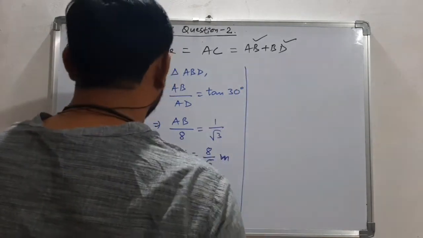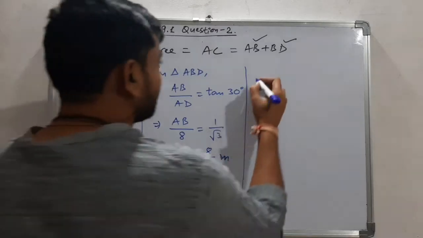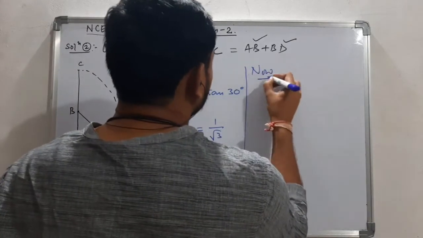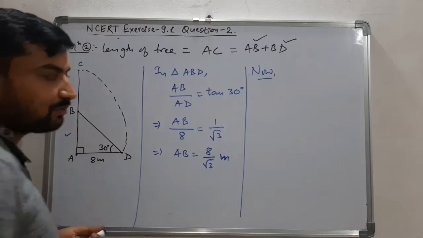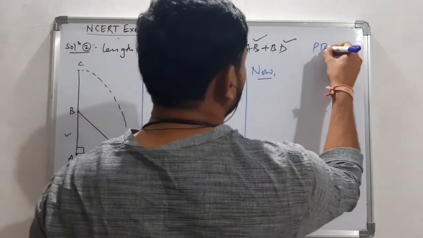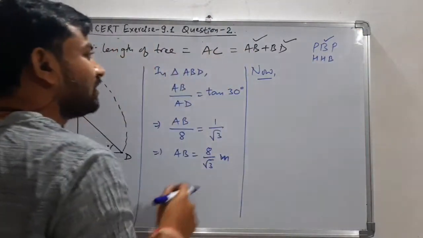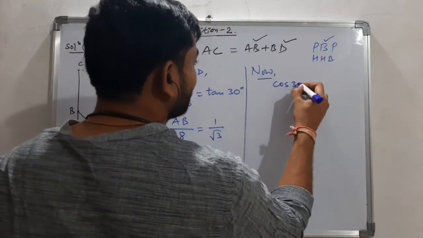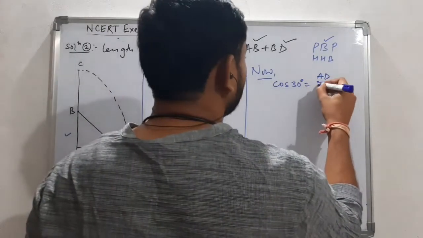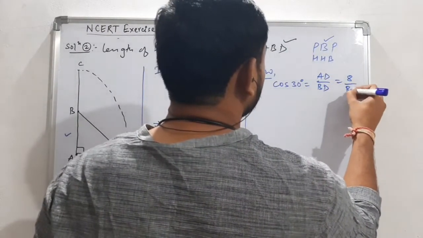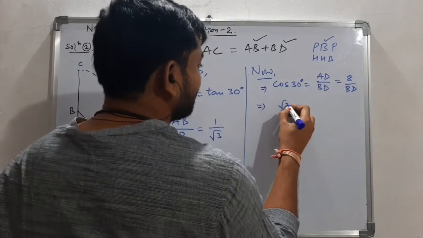Now the second case: if we consider the base and the hypotenuse, we'll be able to find the length of the hypotenuse. Here the known side is the base and the unknown side is the hypotenuse. Base upon hypotenuse is nothing but cos. As I told you, Pandit Badri Prasad har bole. So base upon hypotenuse is clearly cos theta. So cos 30 degree equals base, that is AD, upon BD. Here the length of AD is 8 and BD is unknown, which we want to calculate. And cos 30 is root 3 by 2.